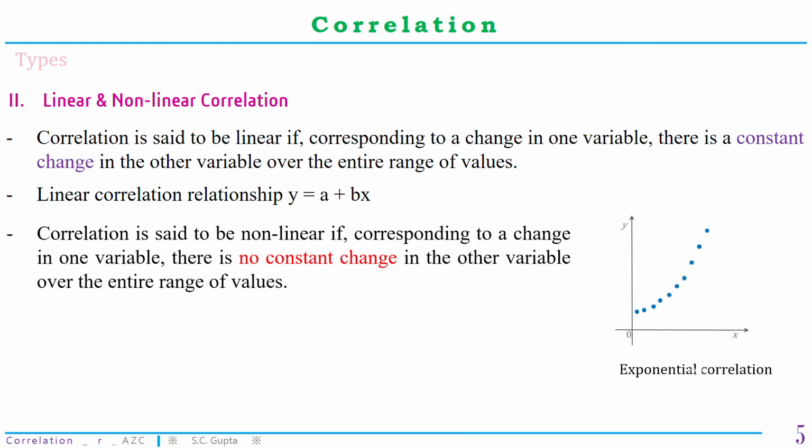Correlation is said to be nonlinear if, corresponding to a change in one variable, there is no constant change in the other variable over the entire range of values. For example, exponential correlation, as shown here in the plot.